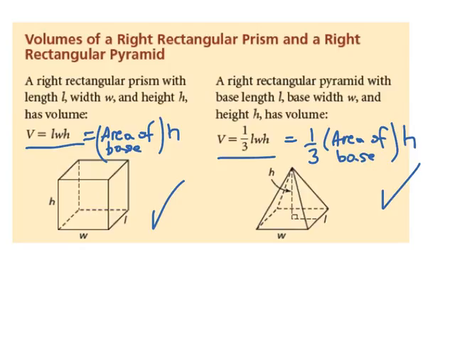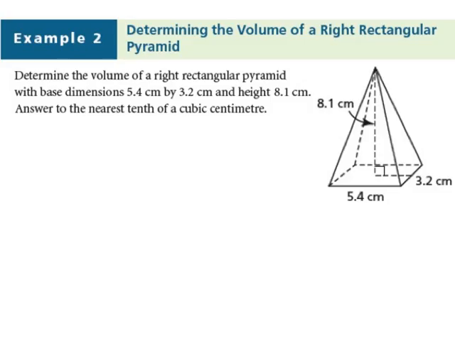Determine the volume of a right rectangular pyramid with base dimensions 5.4 centimeters by 3.2 centimeters and a height of 8.1 centimeters. Answer to the nearest tenth of a cubic centimeter. In this case, since we have all the dimensions, the height, the width, and the length of this figure, we can use the formula I showed you just a second ago to find the answer.